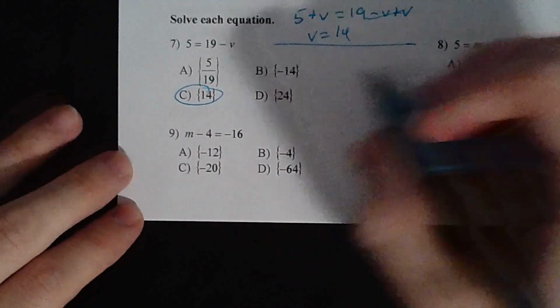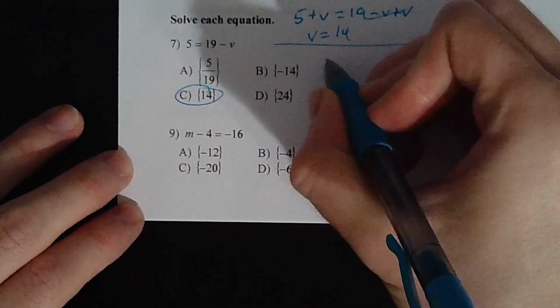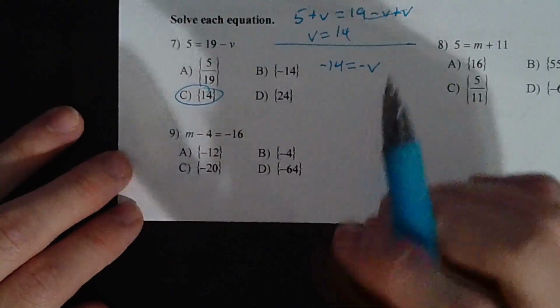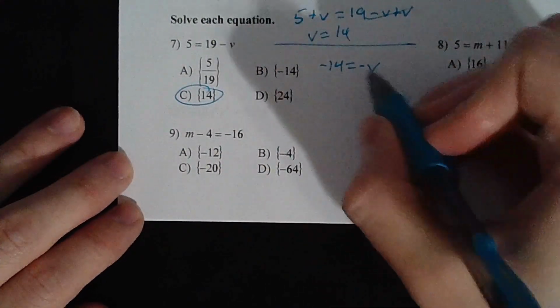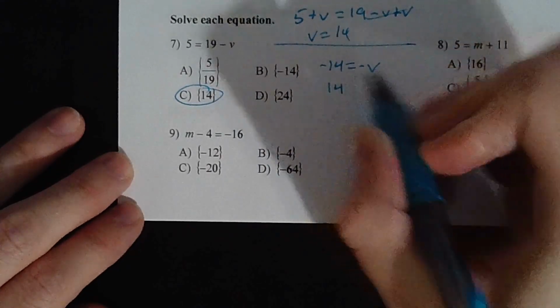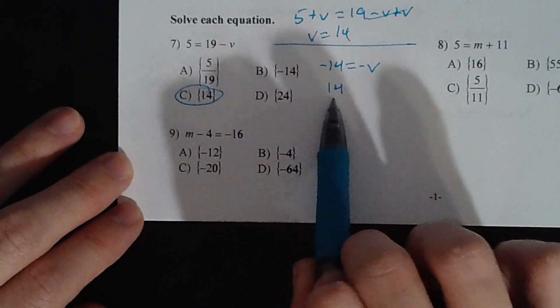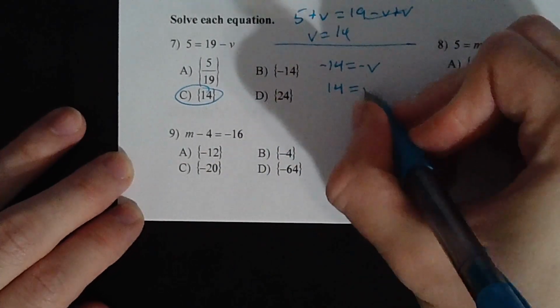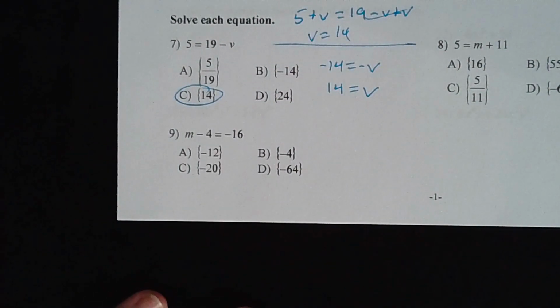So most students, what they do is they start off by subtracting 19 on both sides. And they get negative 14 equals negative v. But they circle negative 14, and it's not. What you do is you multiply both sides by negative 1. And if you multiply negative 14 times negative 1, it's positive 14. And negative v times negative 1 is positive v. There's another way of getting 14 is equal to v. Easy peasy, lemon squeezy. Second page now.